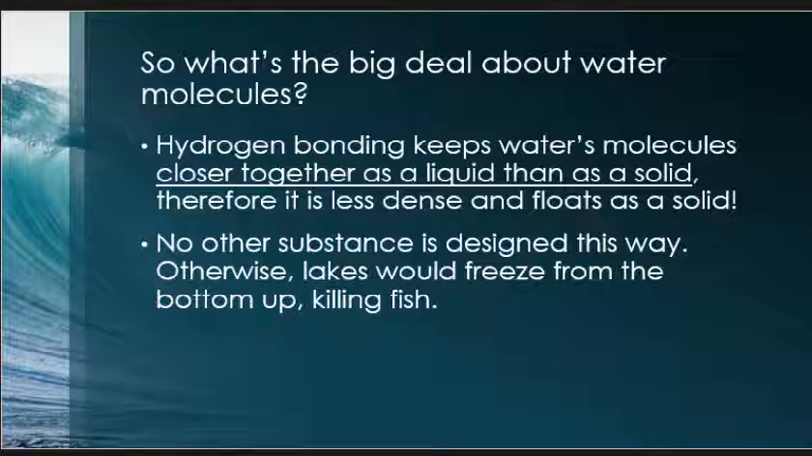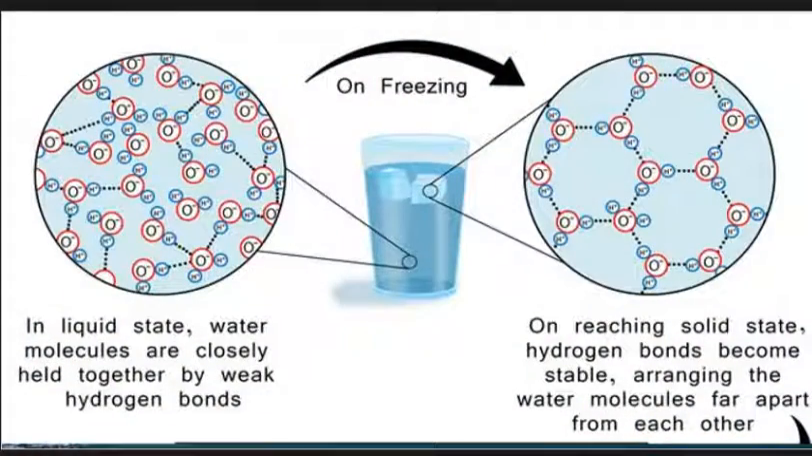So no other substance is designed that way. If it weren't for this, then we would have lakes freezing from the bottom up, and the fish would die. All right. So the fact that it's less dense means ice floats. You think about an iceberg and things like this. They're floating. It keeps the water from freezing from beneath. All right, so we can see what happens here.